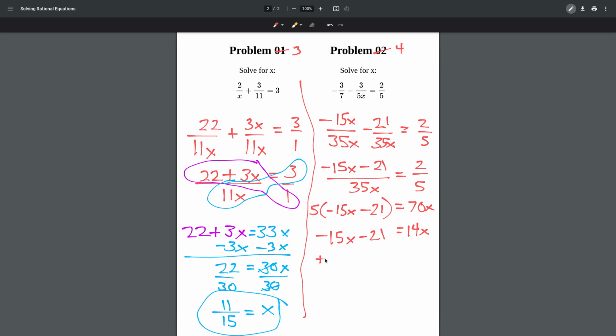So I'm going to add 15x to both sides. Okay, so we get negative 21 equals 29x. We'll divide both sides by 29. And so we'll get x equals negative 21 over 29. That'll be your solution for this one.